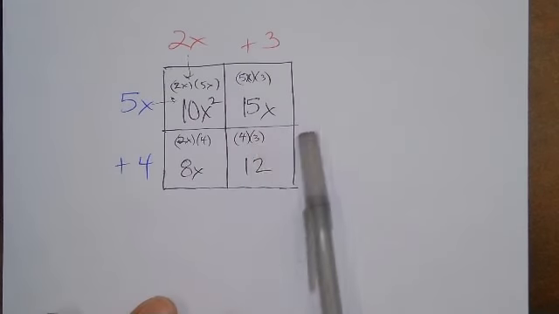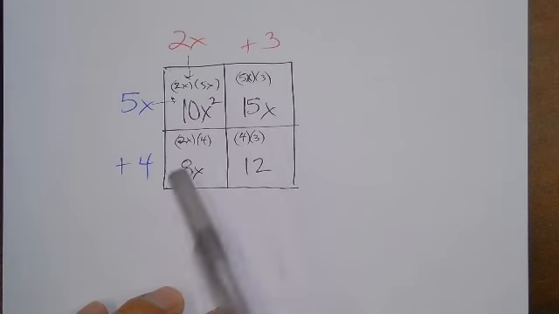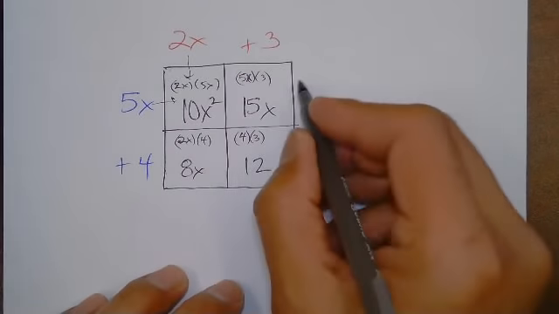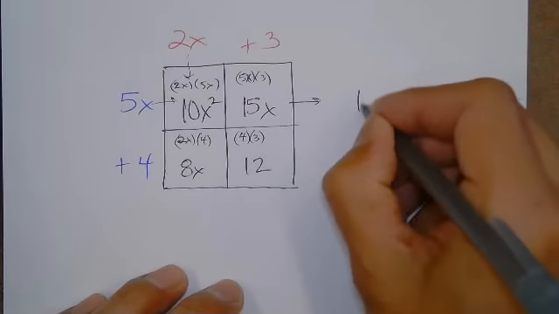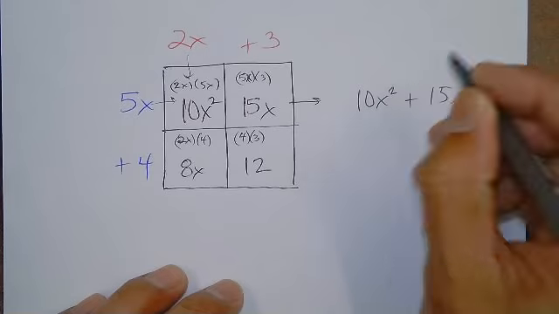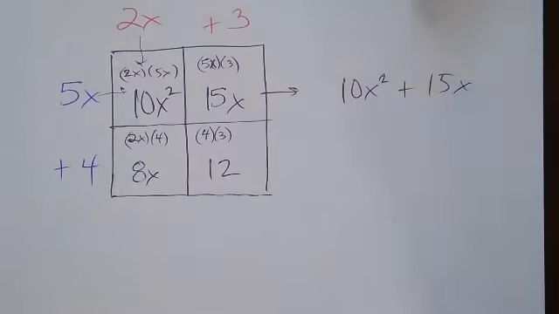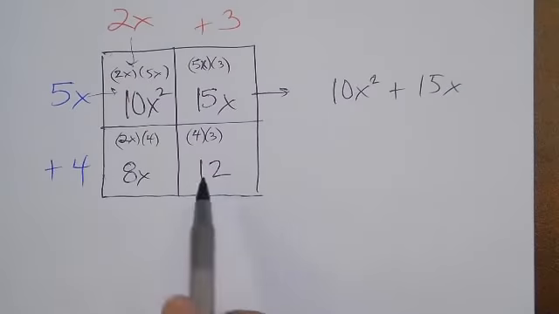Now this is the answer. Actually, I'm sorry, that's not the answer. These are the terms that are going to be part of the answer. But there are going to be some that are like terms. So what I want you to do is actually write it over here: 10x squared plus 15x. Notice that is in descending order from highest degree. Remember that?